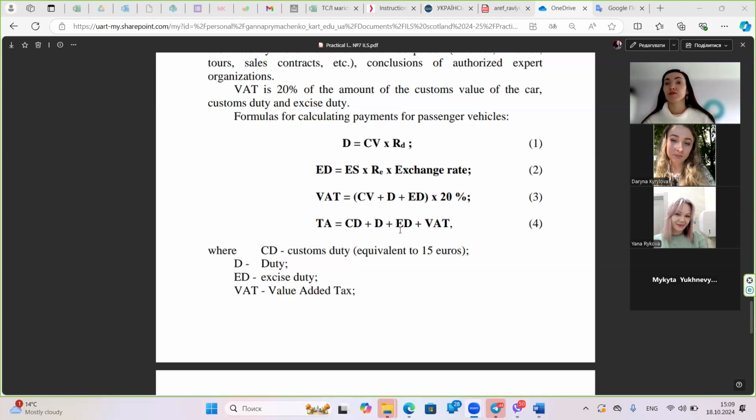I'm sorry, can you please repeat about customs duty? We should multiply 15 by the course, right? Yes, 15 euros. We write 15 multiplied by our course. Let me write it also. It is equal to 15 multiplied by our course 44.61, and also plus the next parameters, the result of your variant, and next. I write in chat.